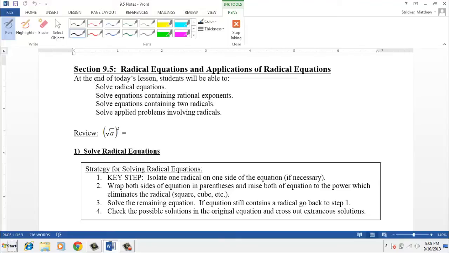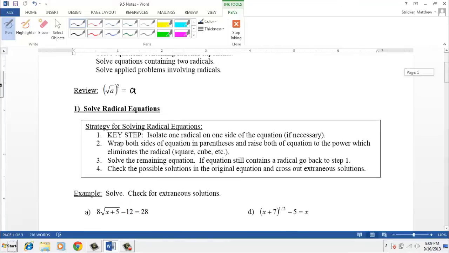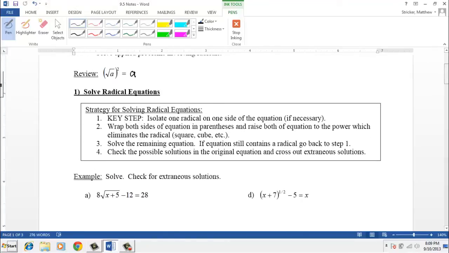So just as a review, I want to remind everyone that when we talk about inverse operations, the operation that undoes a square root is the operation of squaring. So if I have the square root of a and I square it, the square gets rid of the square root, leaving us just a. And this is the main tool that we're going to use to help us solve radical equations.